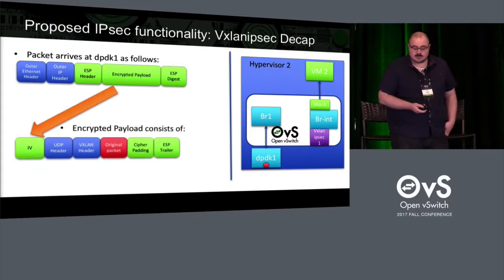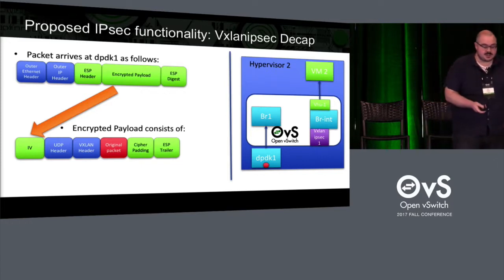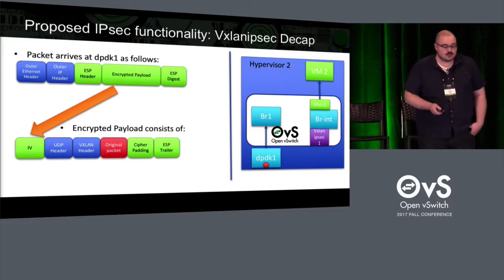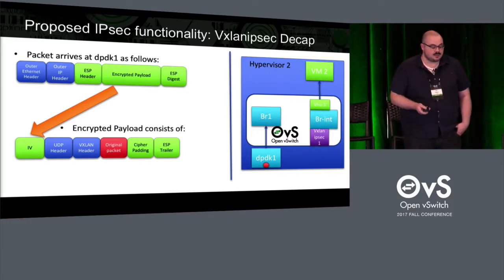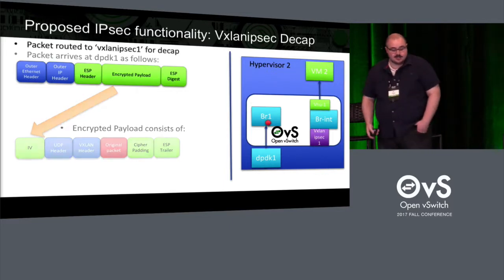Using that, we're able to route straight into our VXLAN tunnel. If you were to break this encrypted payload out, it would look like it goes from your initialization vector down to your ESP trailer. That's what's being encrypted, so you can't access this, which would mean you don't have access to your UDP or your VXLAN header at the moment. That's why we need to do this extension, just to enable routing into the VXLAN IPsec tunnel itself.